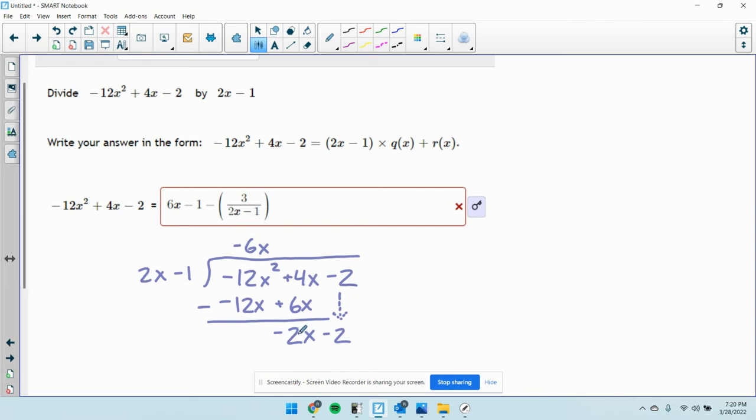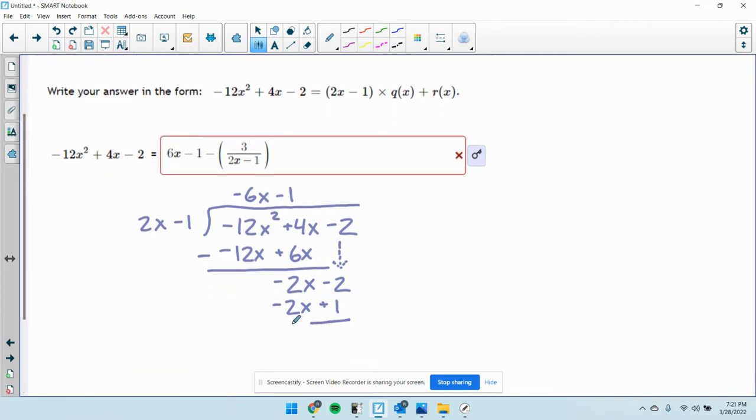Now 2x times what will give me negative 2x? Well, that's going to be negative 1. So when I multiply, I get negative 2x. And then I do negative 1 times negative 1, I get positive 1. So when I subtract again, these two are the same, so they're going to cross out. Nothing left here. Negative 2 minus 1 is negative 3.